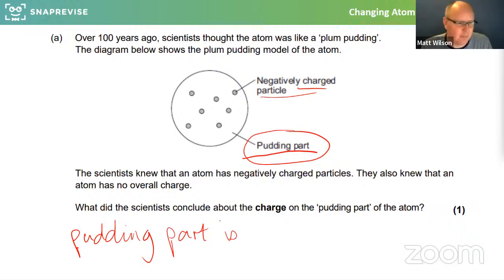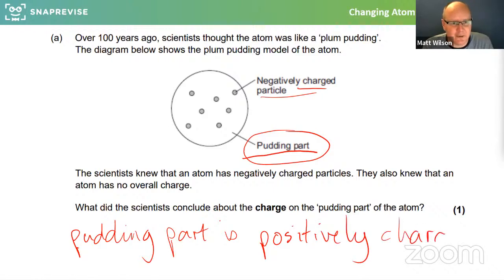So the pudding part must be positively charged. We know that an atom is always neutral. An atom is always neutral. So the charges on the electrons of the atom always balance the positive charge of the atom. We'll go on to talk about protons in a minute. But remember, at this point, protons and neutrons had not been discovered. So scientists concluded that the solid part must be positive and the negatively charged electrons balanced out that positive charge.